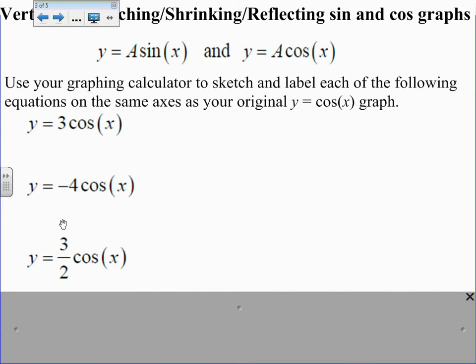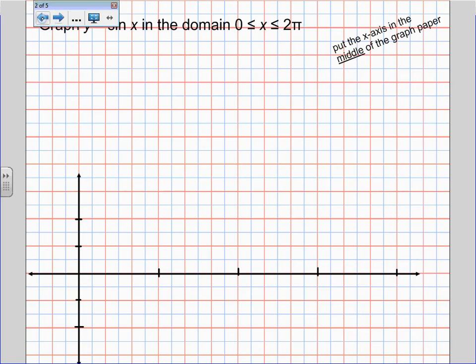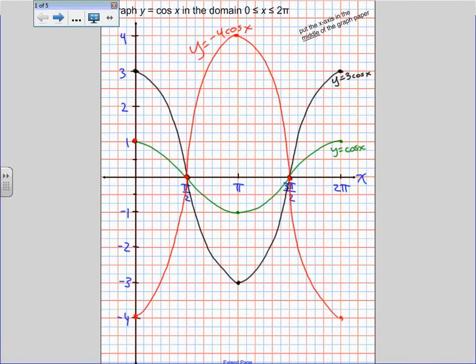So 3 halves, well, we're going to basically consider that 1.5. And multiplying by 1.5 is going to have the same effect as multiplying by a positive value like 3. It's just not going to be transformed quite as much. Okay. So in this case, we could look at the calculator if you want. Feel free to. I'm going to take each one of these positive values, and I'm going to use a blue color here.